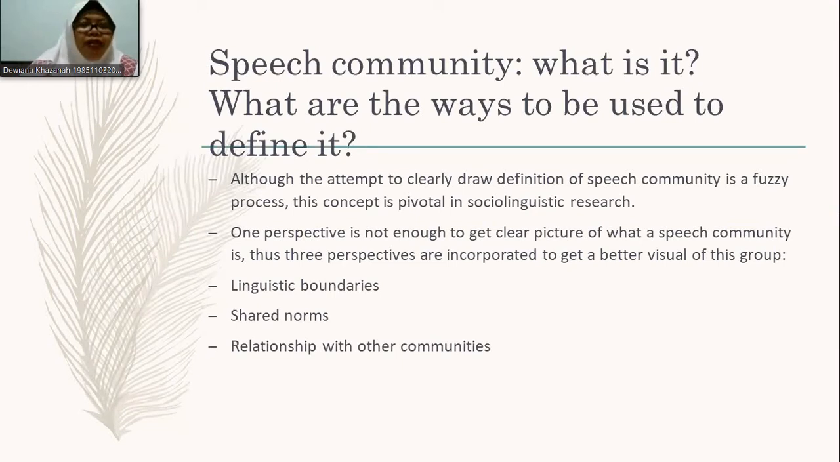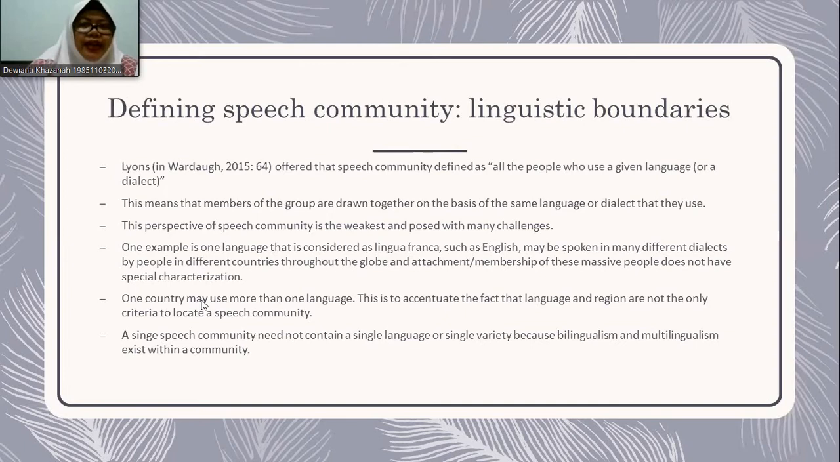Now let's take a look at the first perspective to define the speech community. What is the first perspective? The earliest perspective in defining speech community is proposed by Lyons. This quotation I got from Wardhaugh, citing Lyons, who offered that a speech community is all the people who use a given language or dialect. So what is a speech community? A group that shares one same language or one same dialect.